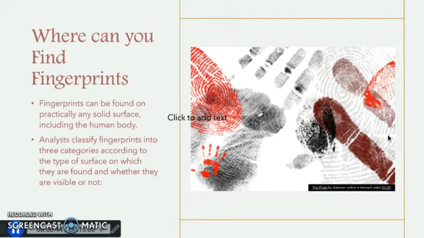Where can you find fingerprints? Fingerprints can be found on practically any solid surface, including the human body. Analysts classify fingerprints into three categories according to the types of surfaces on which they are found and whether they are visible.